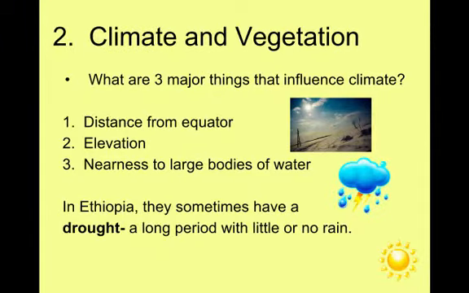The next section was on climate and vegetation, and there are three things that influence climate in Africa. Number one is the distance from the equator. The closer you are to the equator, the warmer it is. The further away, the colder it gets. The second one is elevation, your height above sea level, and the higher you are, the colder it gets. And the last one is your nearness to large bodies of water. That will affect your climate. Now in Ethiopia, they sometimes have a drought, which is just a long period with little or no rain.